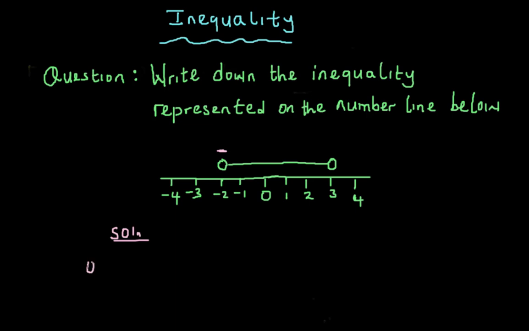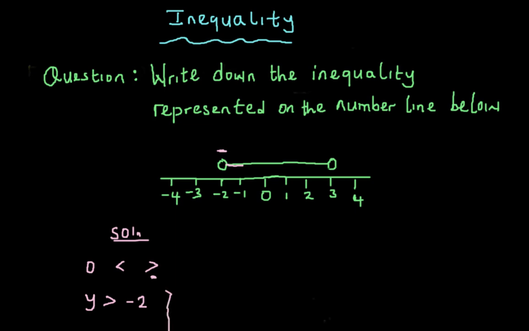It's an open knot. That means it's either less than or greater than. Now the arrow is moving towards the right, so it means that it is greater than. So we pick any letter, so we can have y greater than. The knot is on top of -2. So the first part is y greater than -2. Do you understand?